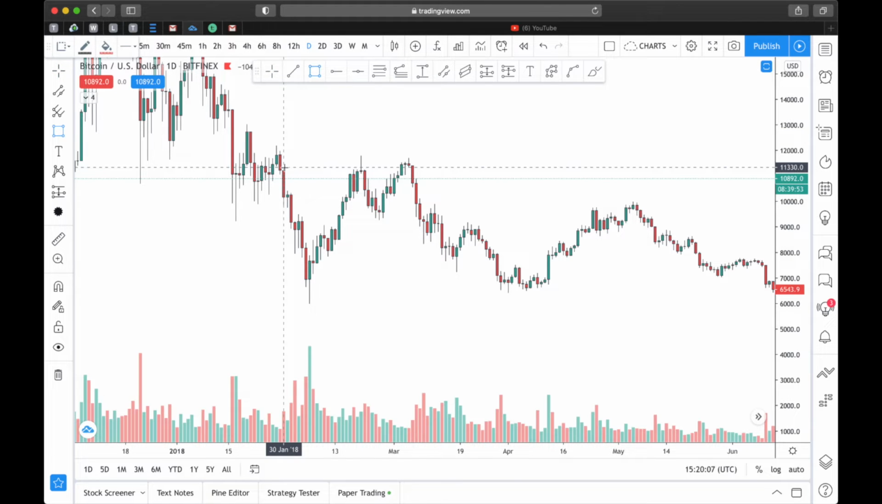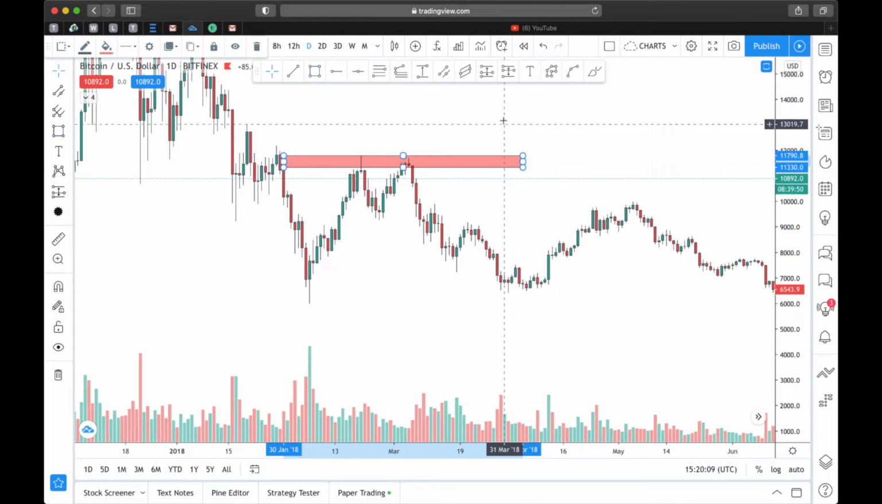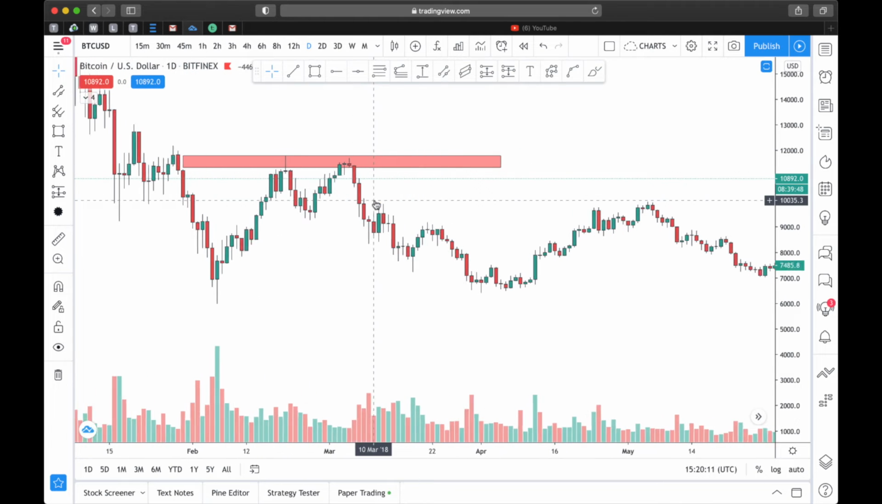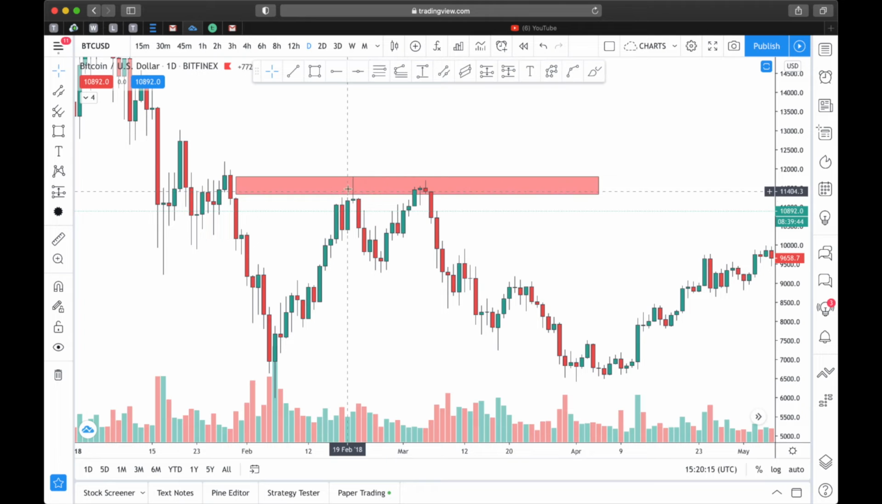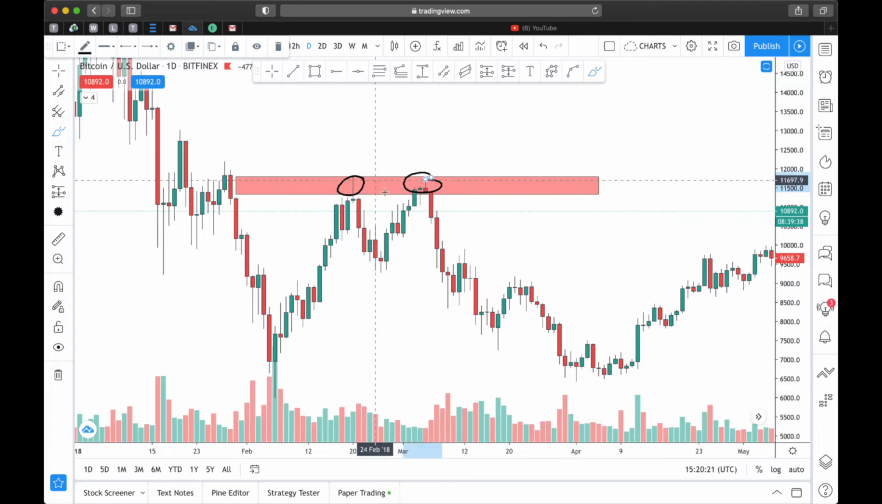So this is the resistance, for example, and the two tops hit the same region. So these two swing highs hit the same region. This is the first region of resistance, and this is the second region of resistance. What this is showing you is that the buyers cannot continue to push the price above this region. So in other words, price will most likely drop because there's already weakness in the market. So it always looks like an M shape.